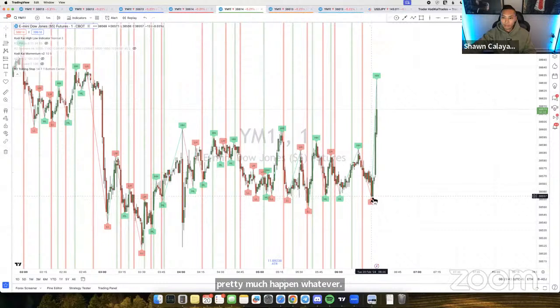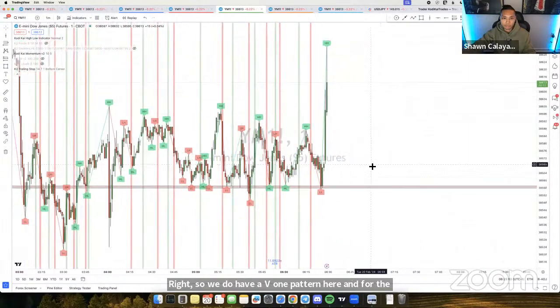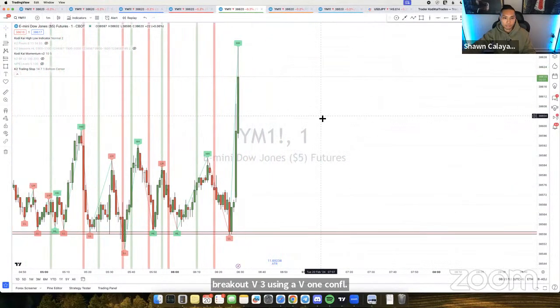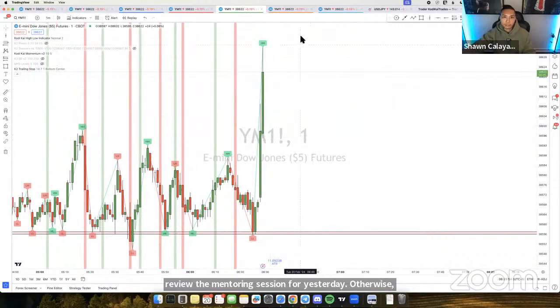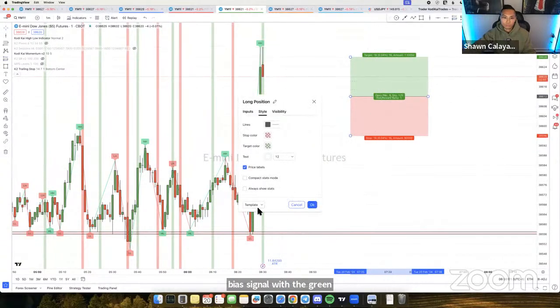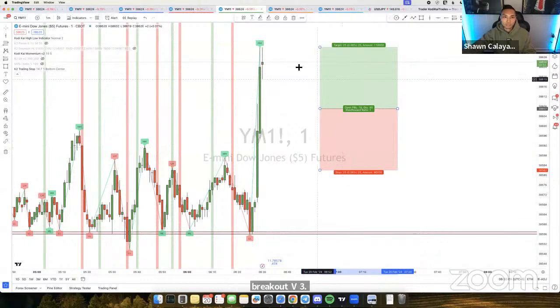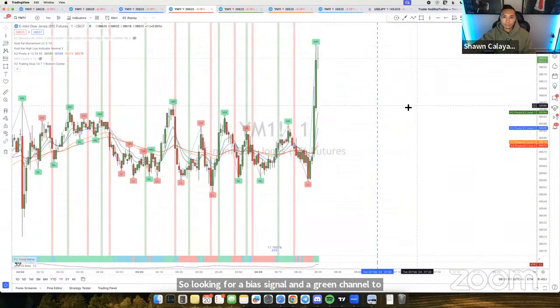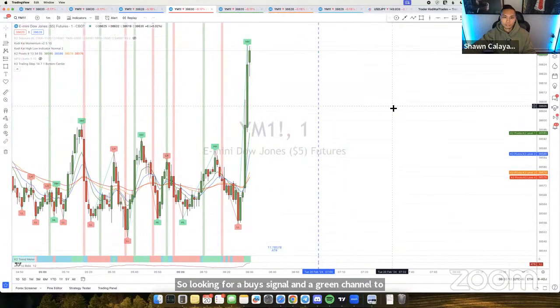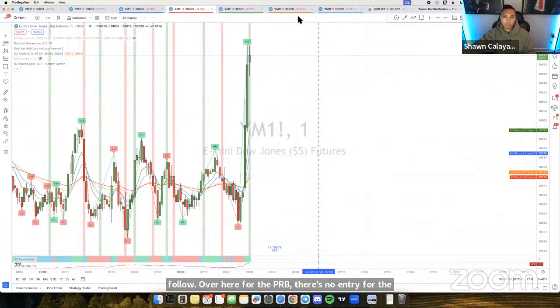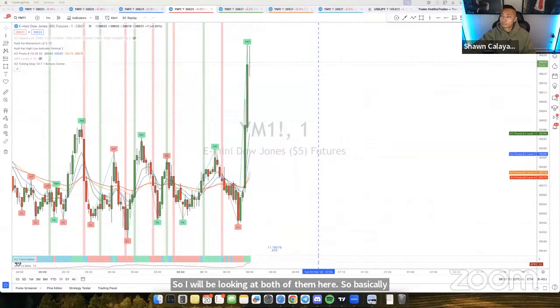All right, so we do have a V1 pattern here. And for the breakout V3, we're using a V1 confluence. If you guys want to review what we looked at, just review the mentoring session from yesterday. Otherwise, I'll also explain it during this mentoring session. So we have a V1 pattern here. We're looking for a buy signal with a green candle after. If we get that, there's going to be an entry here for the breakout V3. Over here for the PRB, there's no entry yet. I will be looking at both of them. Basically, I'm looking for a buy signal first. Once I get that buy signal, I'll be looking for the green candle to follow.